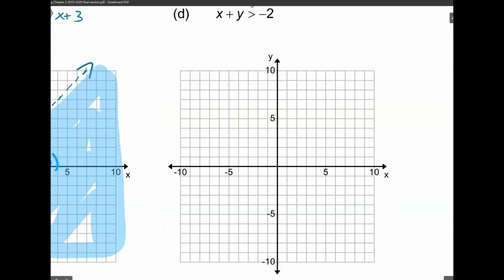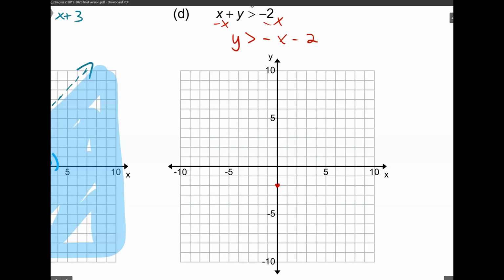Ooh, tricky. This is in standard form. You know what makes it easy? Putting it in slope-intercept. How would I move this to be in slope-intercept form? Subtract x on both sides, so I have y is greater than negative x minus 2. This is in slope-intercept form. Your y-intercept is negative 2. Slope of negative 1.